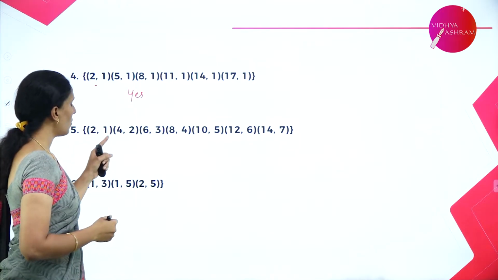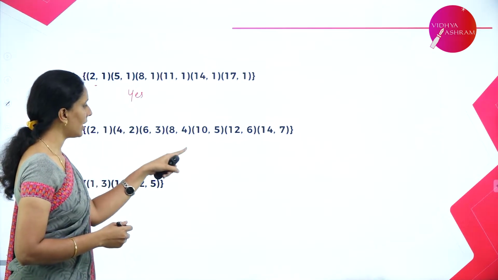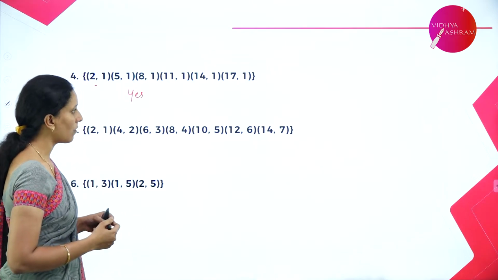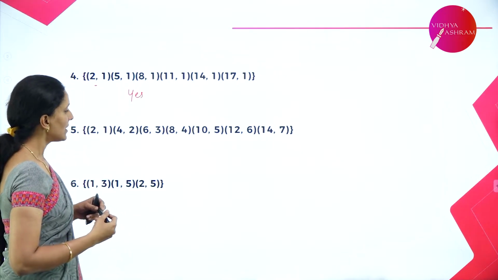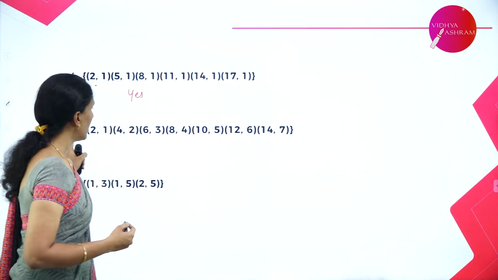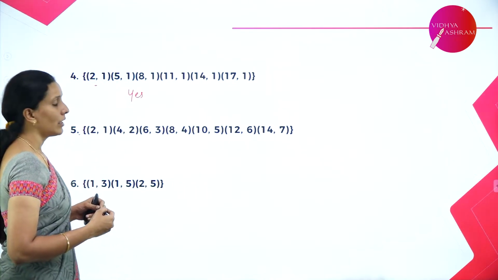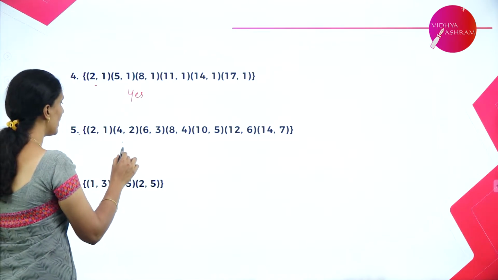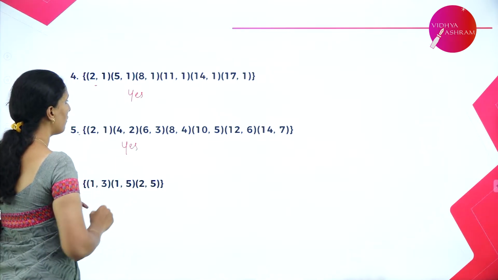Next we have {(2, 1), (4, 2), (6, 3), (8, 4), (10, 5), (12, 6), (14, 7)}. Clearly you observe none of the ordered pairs share the same first element. Thus we can clearly say this is an example of a function.